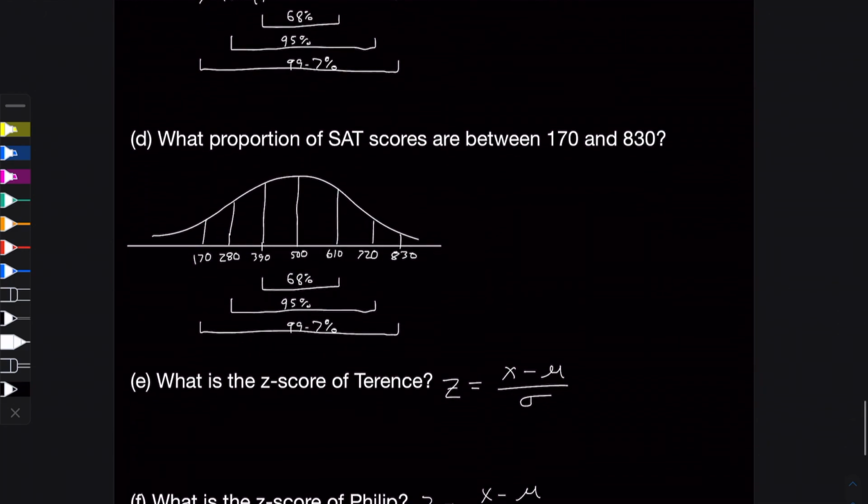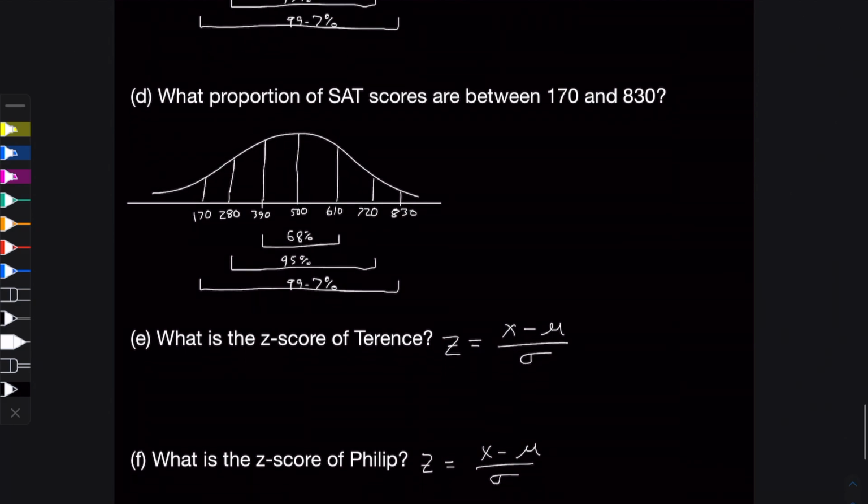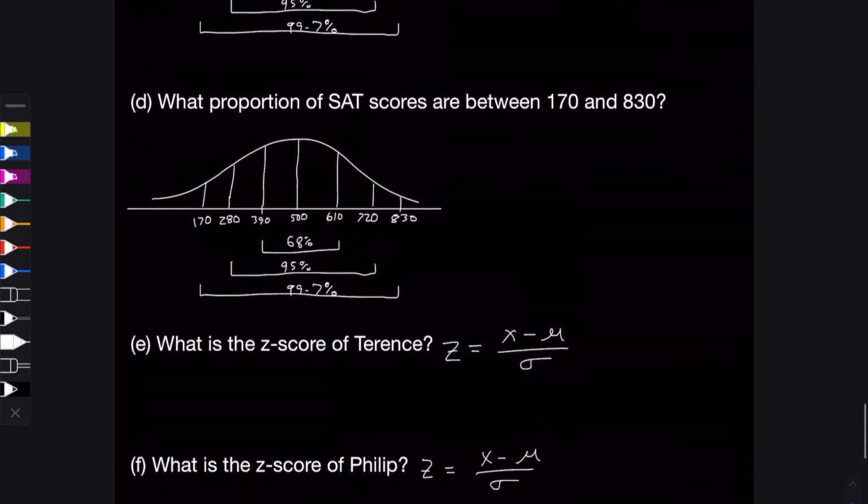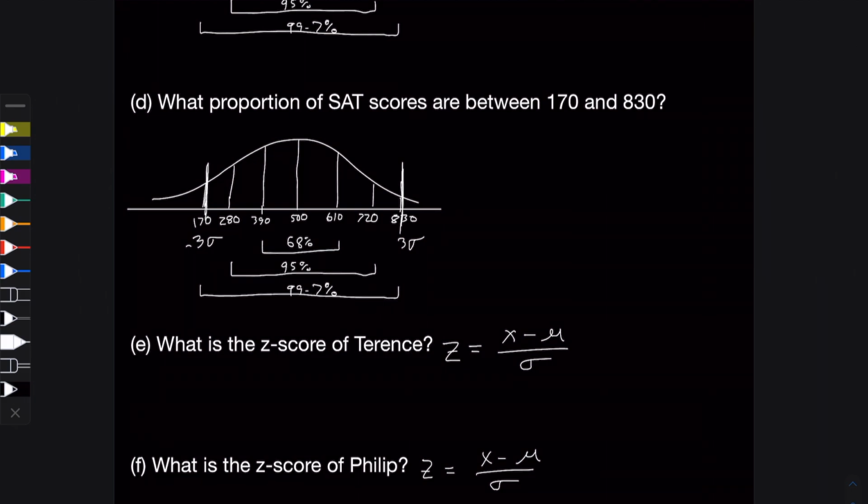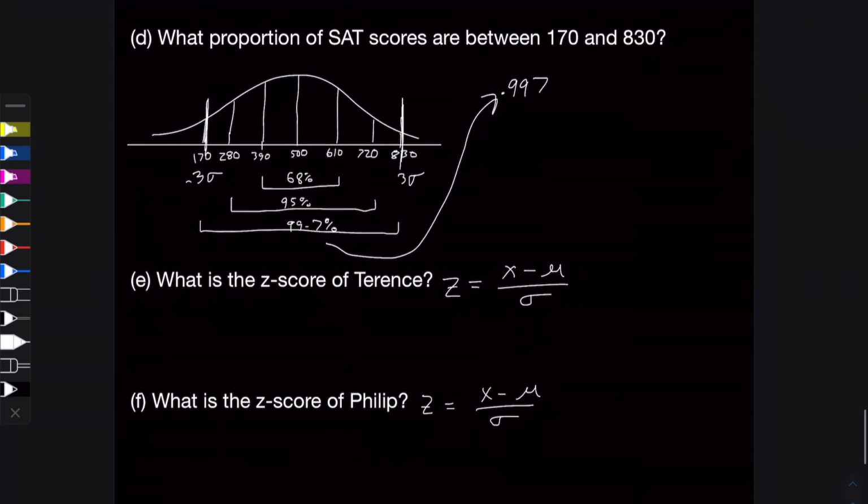All right, the next part. What proportion of SAT scores are between 170 and 830? So let's see, 170 is right here, 830 is right here. And since this would be 3 standard deviations to the left and 3 standard deviations to the right, we already know this rule based on the empirical rule. And then this would just be 0.997, and that comes from right here. That part's easy for us.